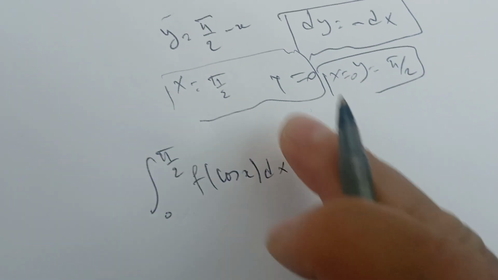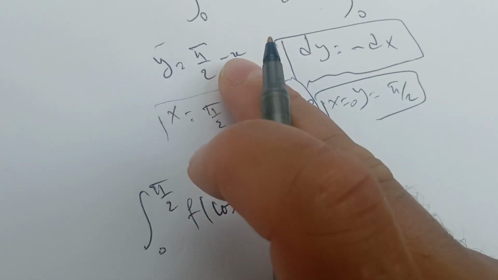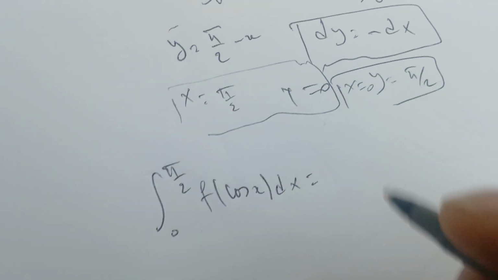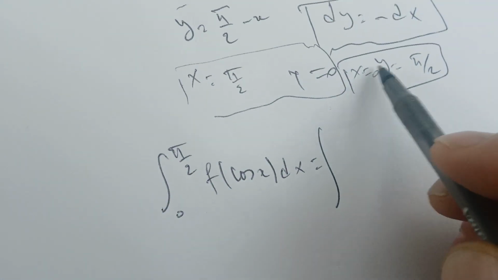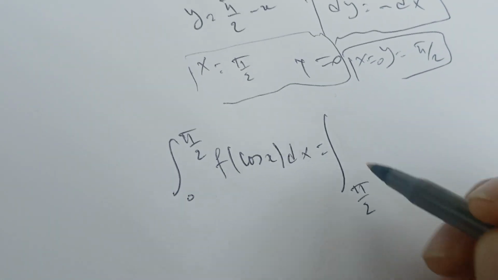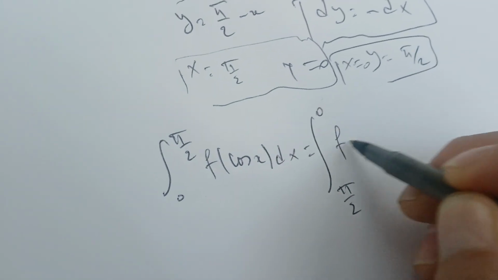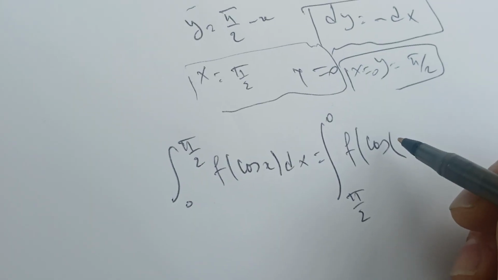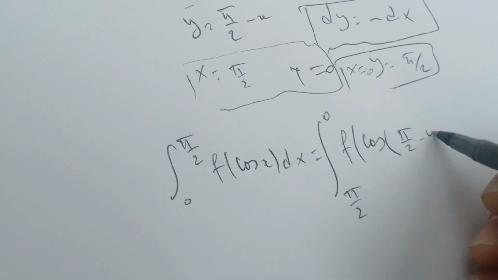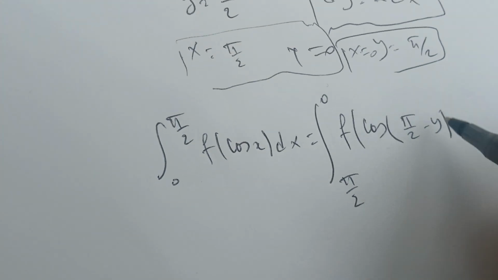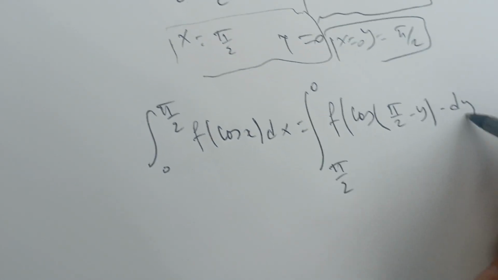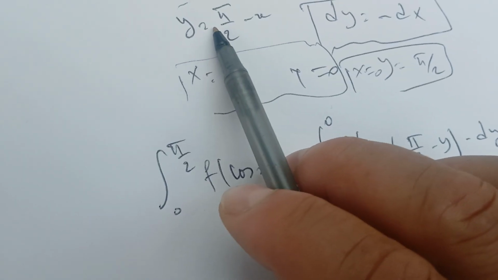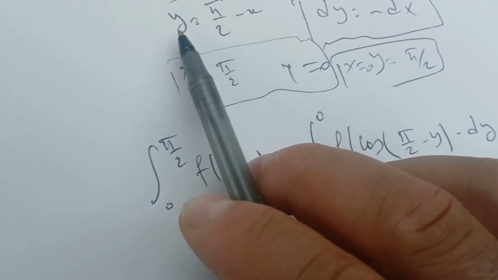Now, if I let y be pi over 2 minus x, that means x is going to be pi over 2 minus y. Okay, so I said when x is 0, y is pi over 2. When x is pi over 2, y is 0. And I have f of the cosine of x. x in this case is going to be pi over 2 minus y. And dx is minus dy. Note here that to get the x, I have to multiply by a minus sign and bring the pi over 2 to this side.